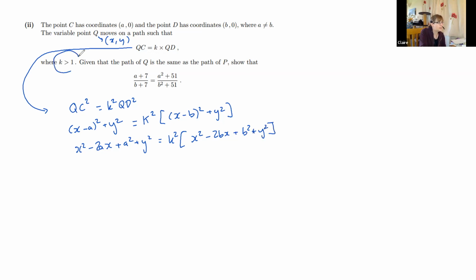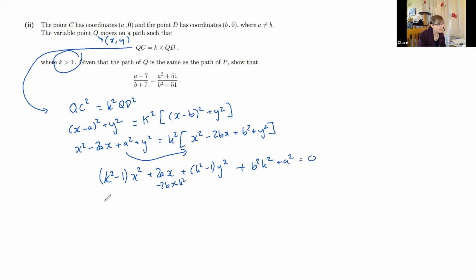Now the question says that k is bigger than 1, so I'm going to take all of these things over to this side. So I'm going to get k squared minus 1 x squared plus 2ax plus k squared minus 1 y squared. Oh, I've missed something out. Minus 2bx. So that was adding on the 2ax, and that's actually got a k squared in it as well. I'll tidy that up in a second. So I've dealt with the y squared, and then we get plus b squared k squared plus a squared. So just tidying that up a bit.